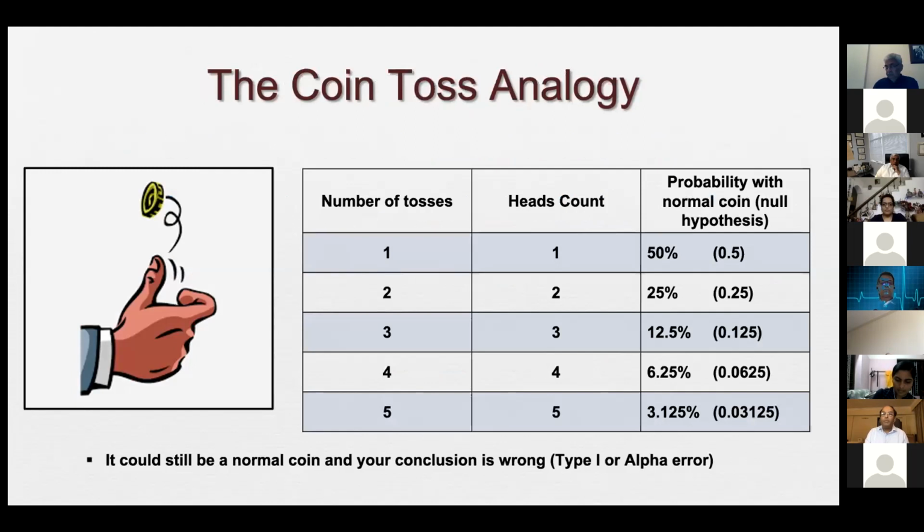But that's where the problem comes, because if you set this probability at less than 0.05, it can still be a normal coin and your conclusion was wrong. This is called type 1 error. That is when you reject the null hypothesis when it was actually true. But because you saw the probability being very low, you rejected it, but it was true. And that is called type 1 or alpha error. And conventionally, because the threshold is set at 0.05, the chances of type 1 or alpha error are up to 5% or less.